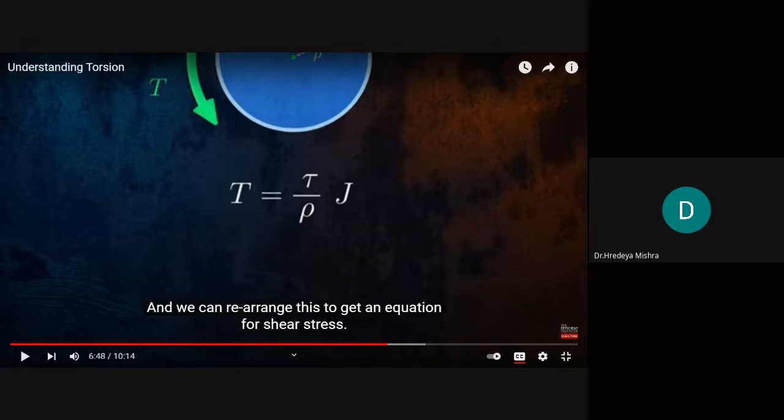The moment of inertia about the z axis is equal to the integration from 0 to r of rho square dA, that is the formula. So we can put the J at the place in the equation.